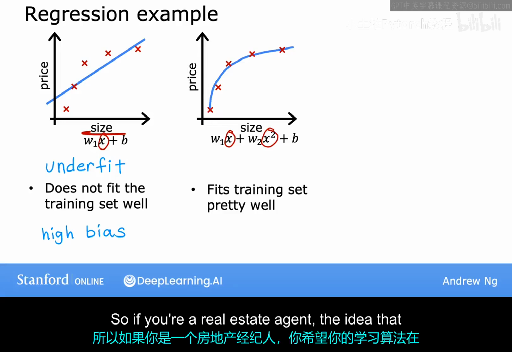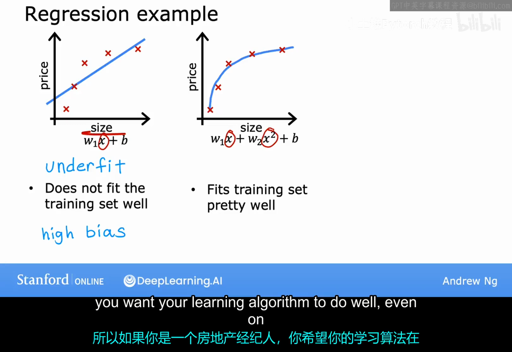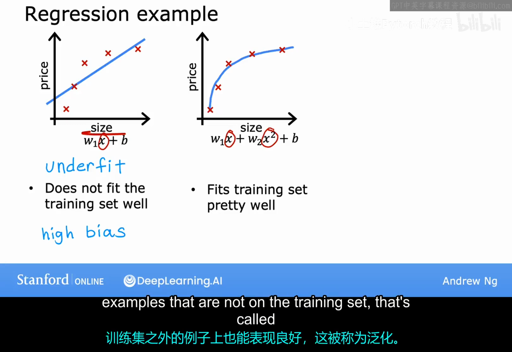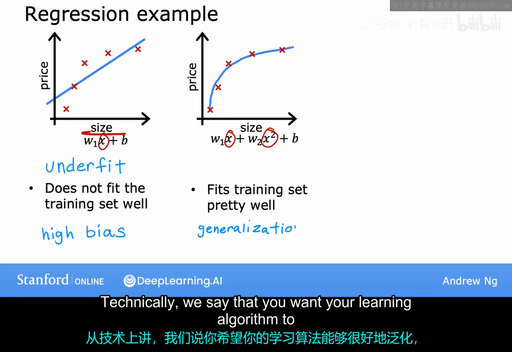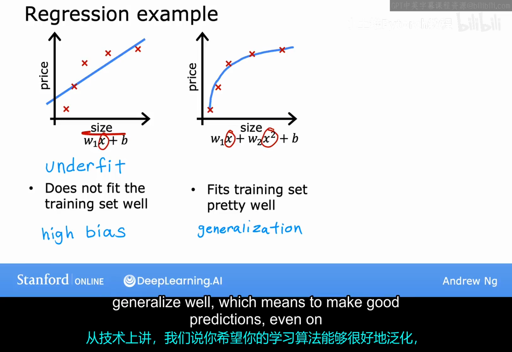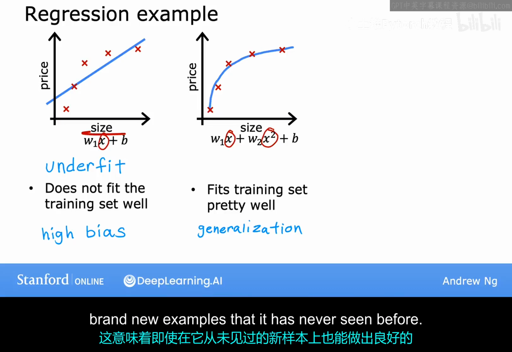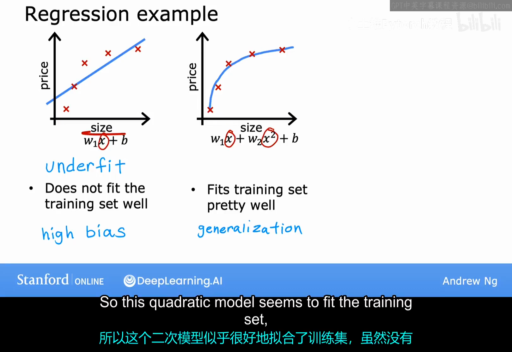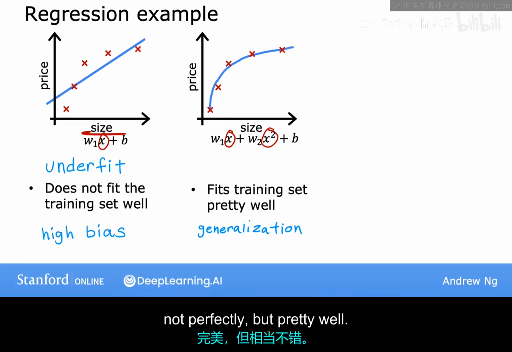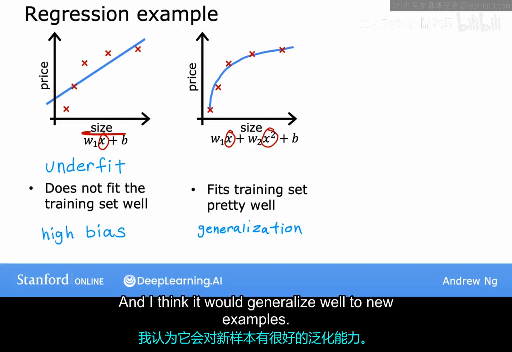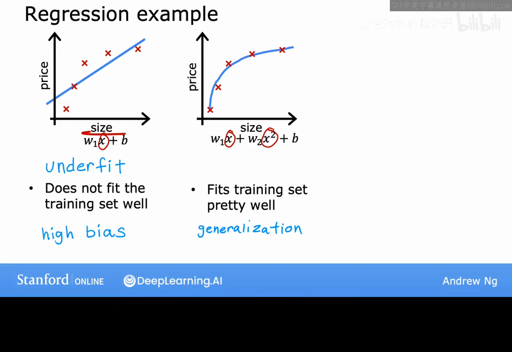So if you're a real estate agent, the idea that you want your learning algorithm to do well, even on examples that are not on the training set, that's called generalization. Technically, we say that you want your learning algorithm to generalize well, which means to make good predictions even on brand new examples that it has never seen before. So this quadratic model seems to fit the training set not perfectly, but pretty well. And I think it'll generalize well to new examples.